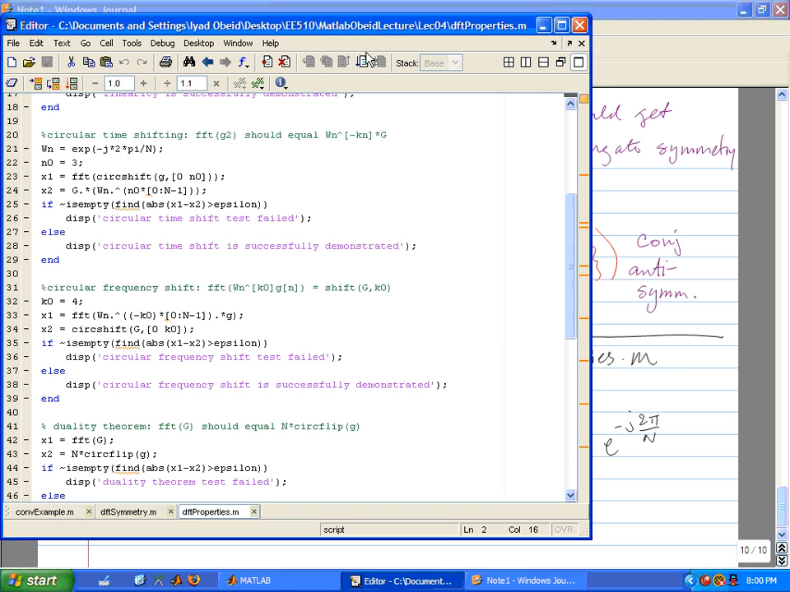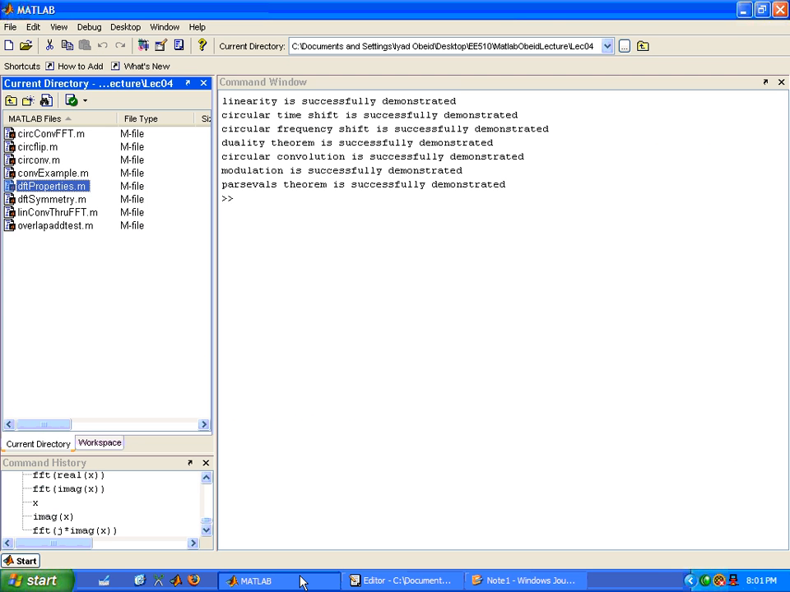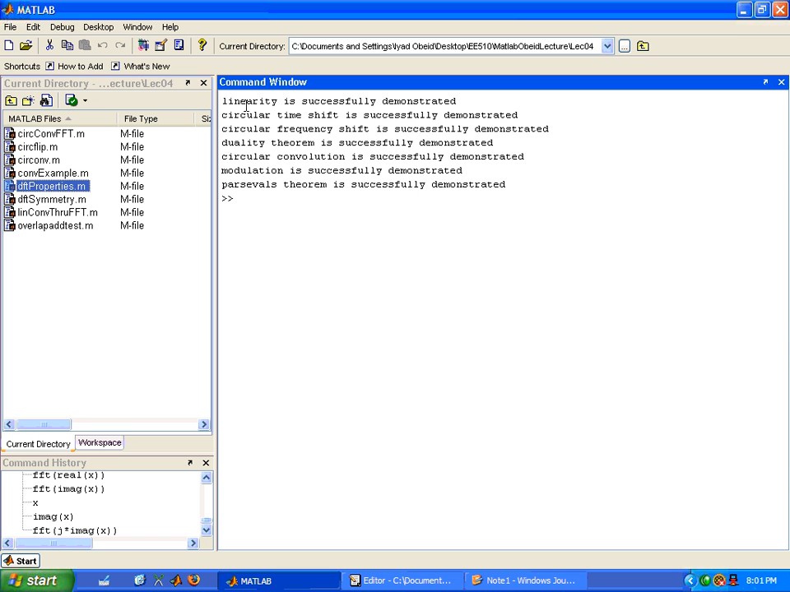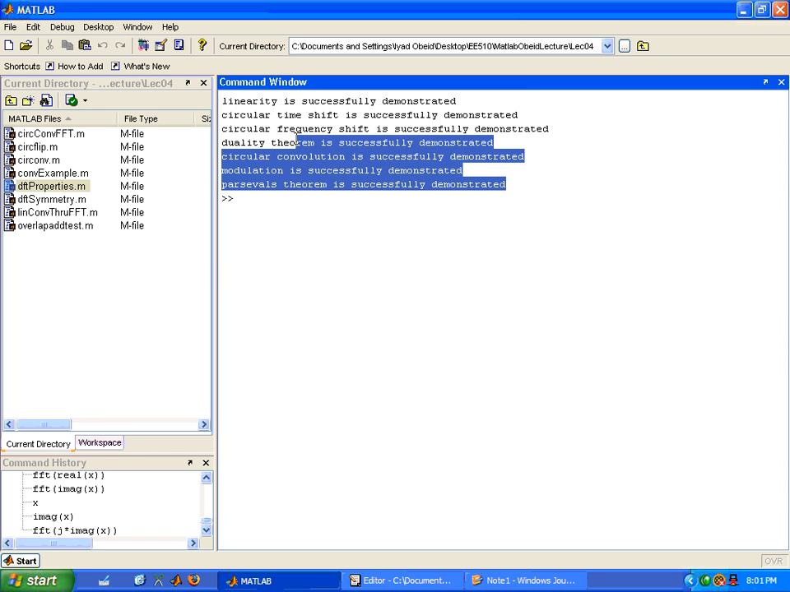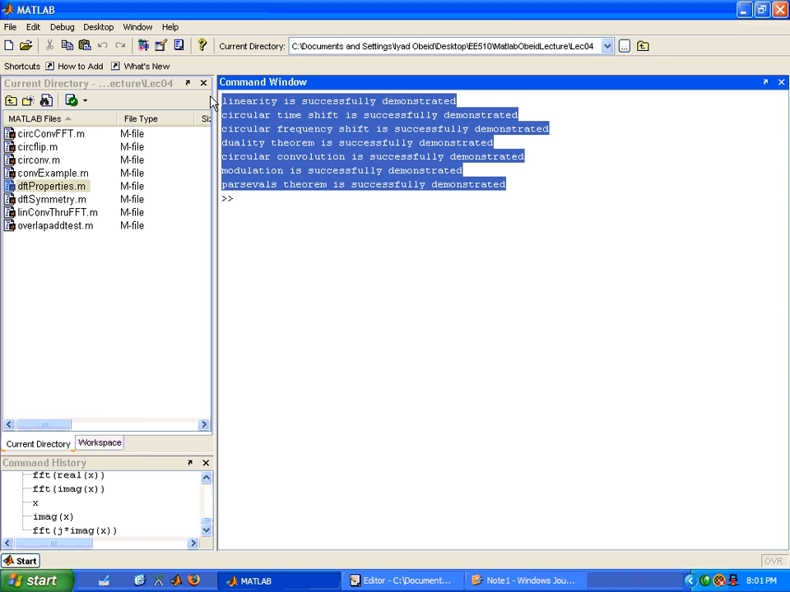So you run this file, and it doesn't really do anything exciting. On the screen, it just tells you whether it succeeded or failed. And in all cases, they've been successfully demonstrated. If you were to play with this by yourself at home, the interesting thing is not so much what it gives you on the command line window. Of course they're all going to work. Otherwise, A, they wouldn't be properties, and B, I wouldn't have coded them properly.